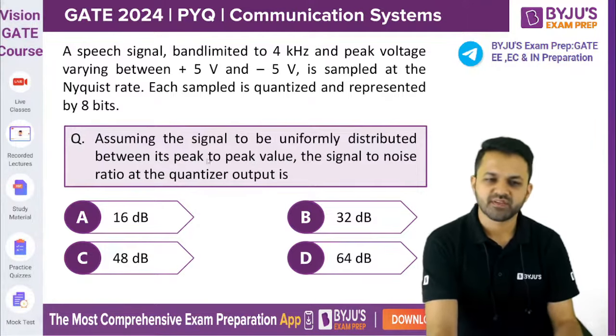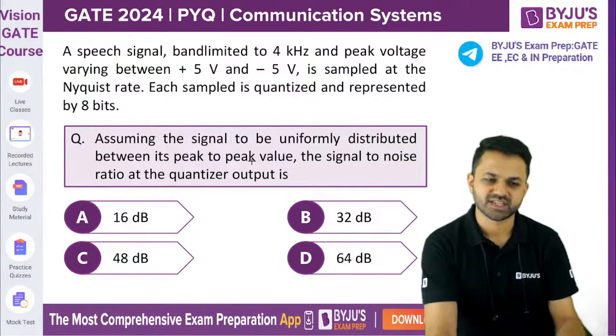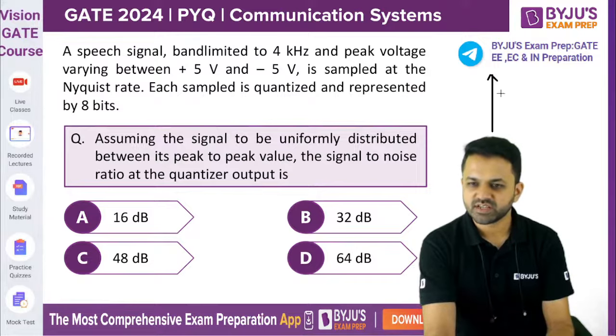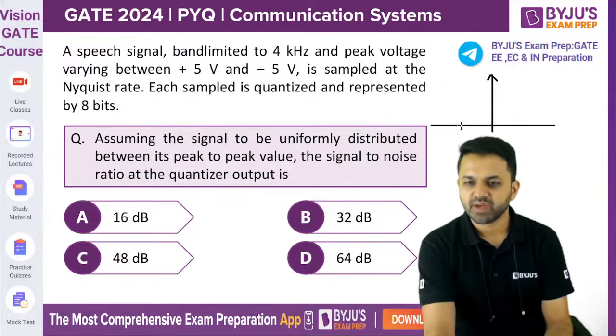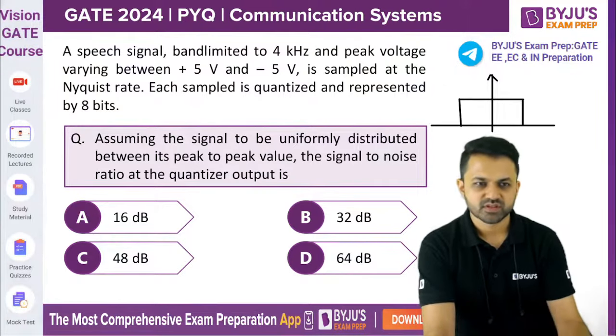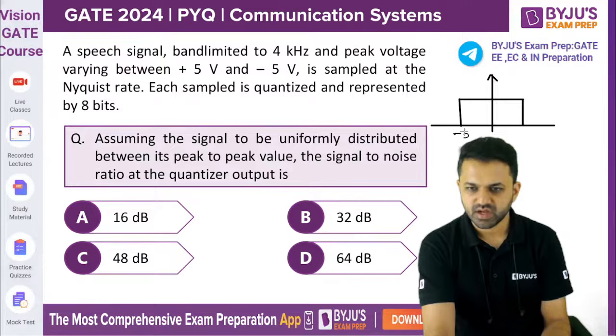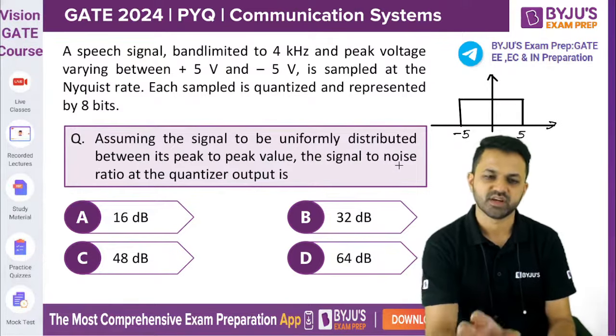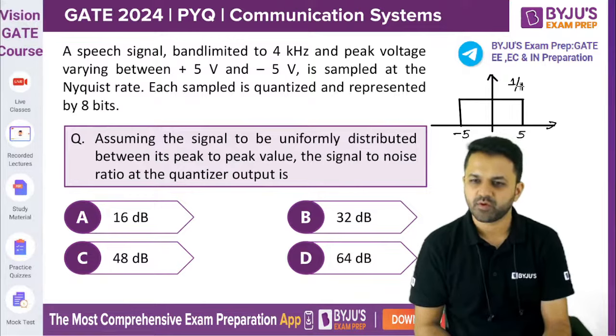Uniformly distributed between the peak values of the message signal. What is the peak value? If it is uniformly distributed, the peak values are minus 5 to 5. So it is uniformly distributed between minus 5 and 5, and the height will be 1 upon 10.